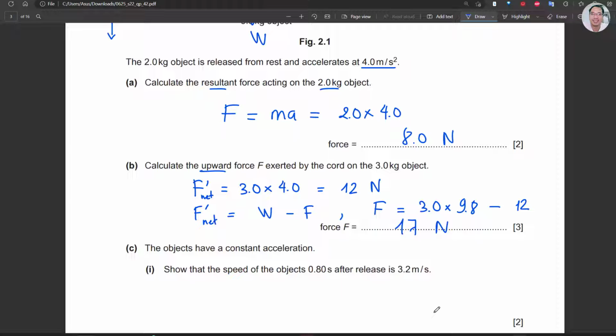Okay. This force can also be called the net force. We use a dash here to distinguish the two forces. The objects have constant acceleration. Show that the speed of the object 0.8 seconds after release is 3.2 meters per second.